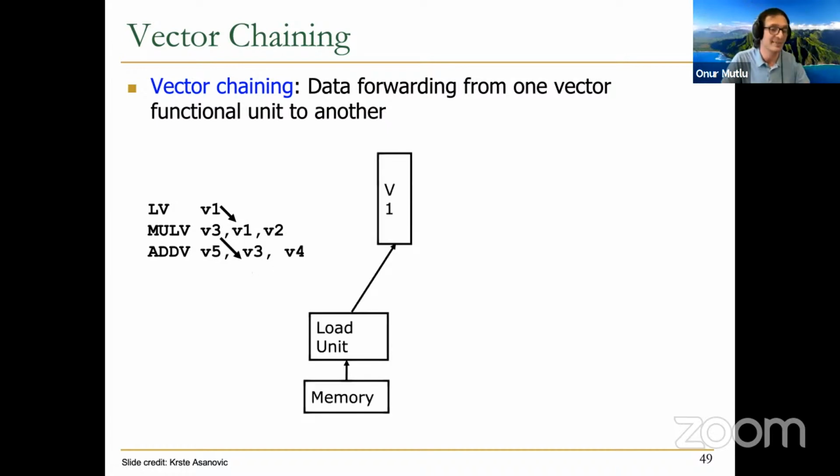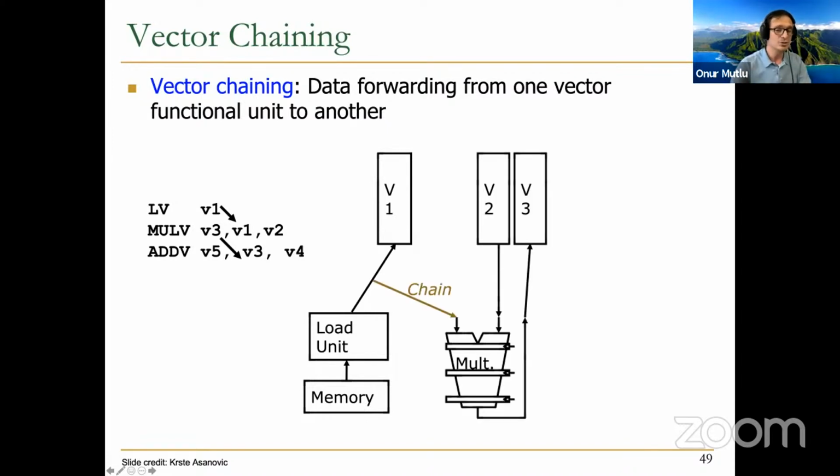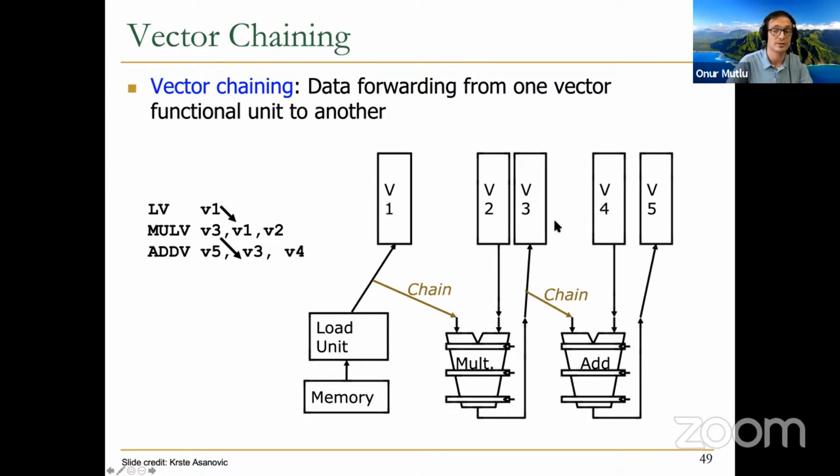And pictorially, it looks like this. Vector 1 goes to the load unit. This is a load vector. You load consecutive elements in consecutive cycles into vector 1. While you get one element, you also forward it to the multiplication unit, and the result of the multiplication unit can get forwarded also to the add unit. So basically, you don't need to wait until all of the vector elements are done. You can just do element-wise forwarding to the input of the functional units, and that's the idea.